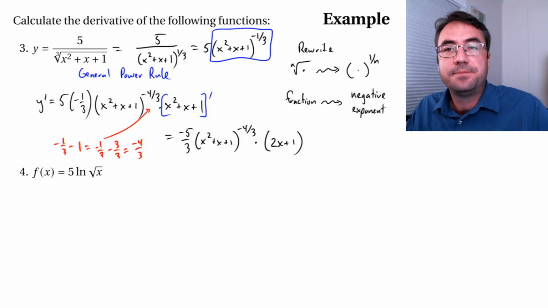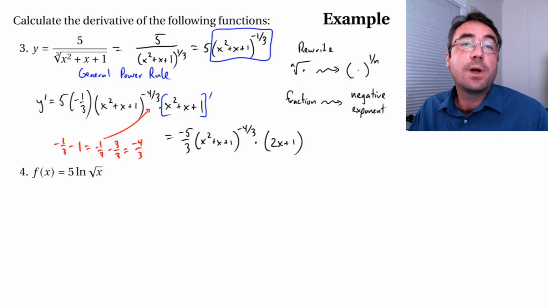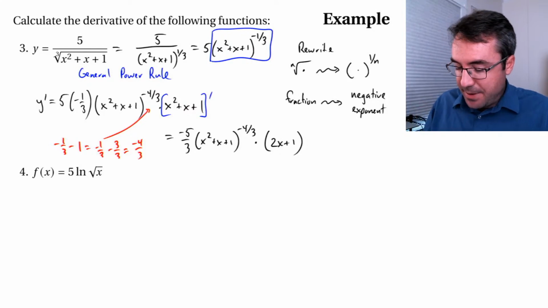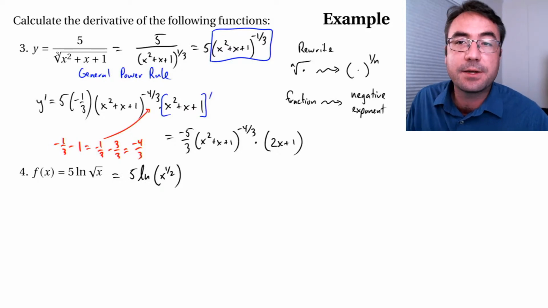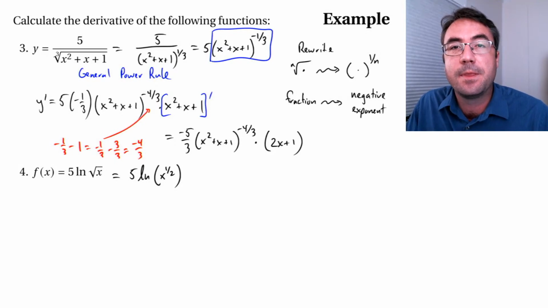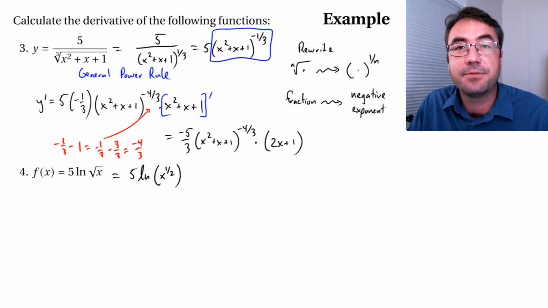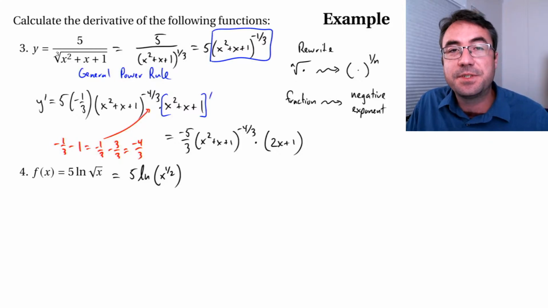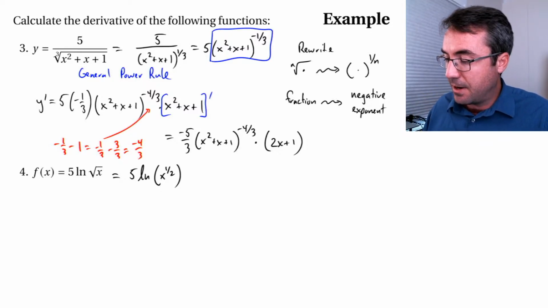Let's try another example. 5 times natural log of square root x. And same idea. We want to rewrite this first. We see a root function, so it's going to be helpful to rewrite that root function. Instead of square root x, we'll write it as x to the 1/2. So rewriting this, we get 5 times the natural log of x to the power 1/2. And we see parentheses, and inside those parentheses is x to the 1/2. So that's going to be our inner function, and then everything outside is our outer function.